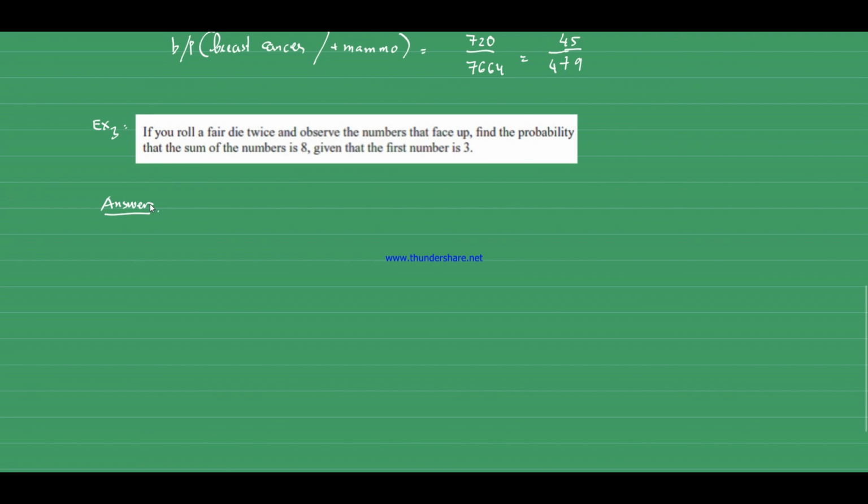So we need to find a sample space now. The sum of numbers is 8, so I'm going to call this event B. It could be 1 7, 2 6, 3 5, 4 4, 5 3, 6 2, then 7 1.